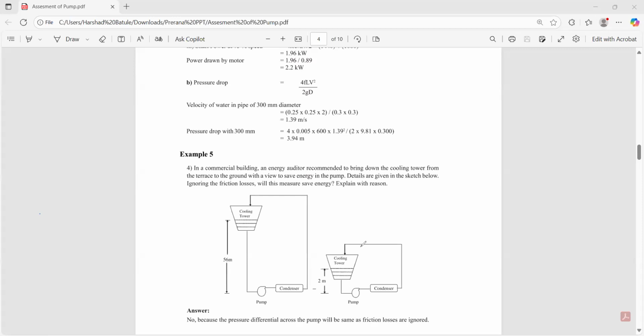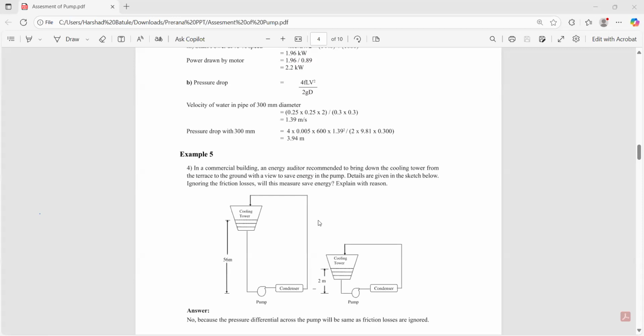Considering the friction losses, they are not that significant, because in 56 meters of piping you would have a frictional loss of roughly 2 to 2.5 meters. In a 2 meter system it would be roughly 0.1, 0.2 meter. So your frictional losses are not that significant in a smaller pumping system like this.